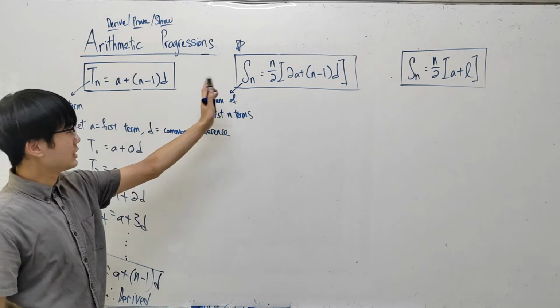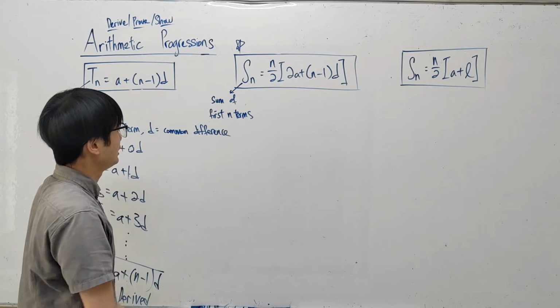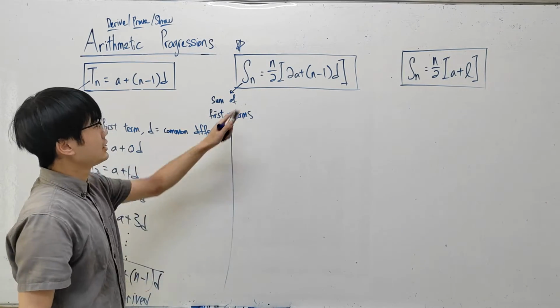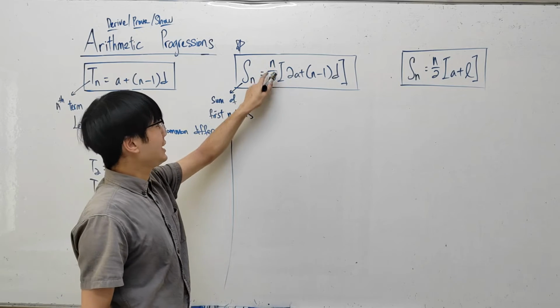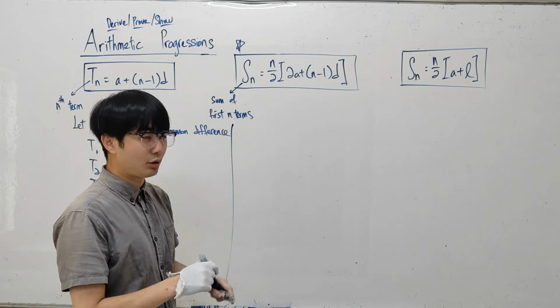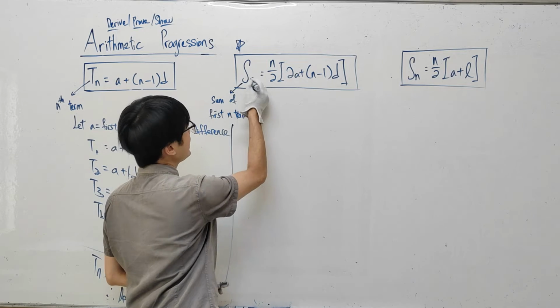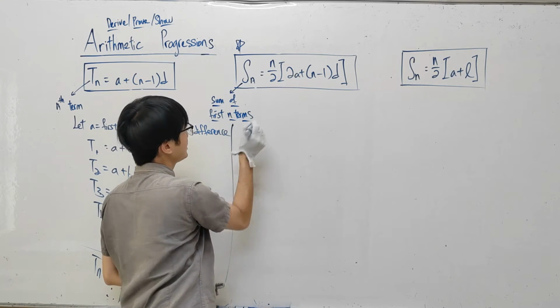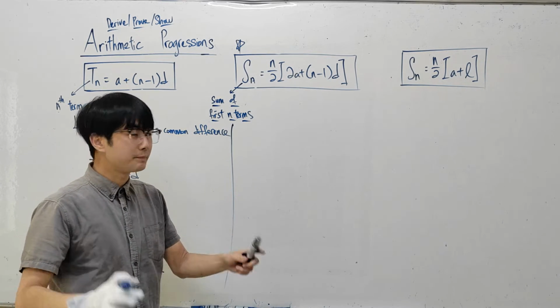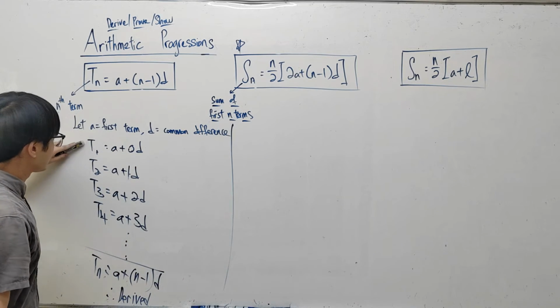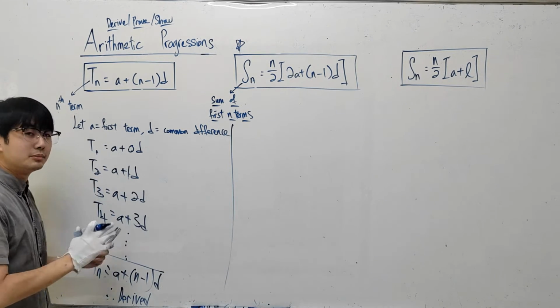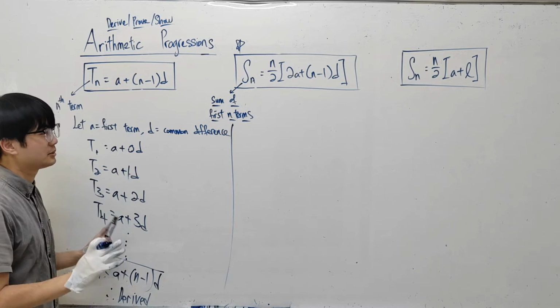Now let's move on to the next formula, the Sn formula. For the Sn formula, the formula looks like this: n over 2, 2a plus n minus 1 d. So how do we derive the formula? First of all, we need to understand what Sn is. Sn stands for sum of first n terms. It means you are taking the sum of the first n terms, right?